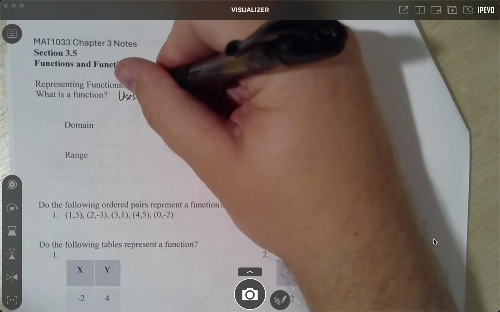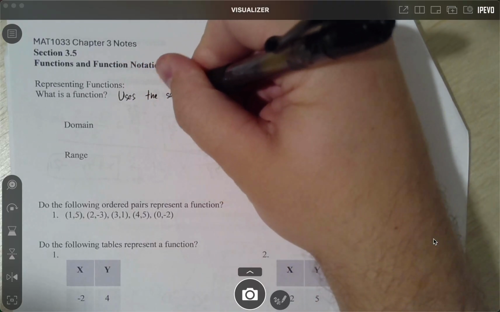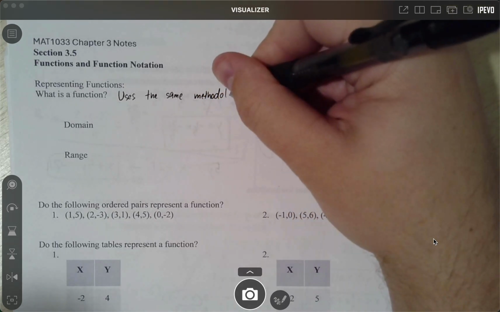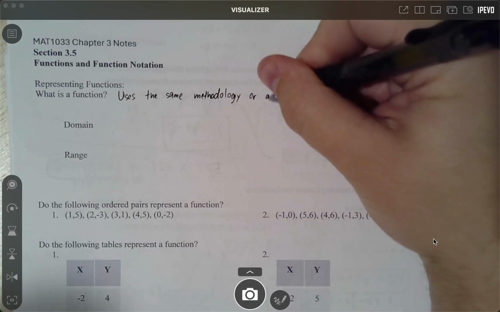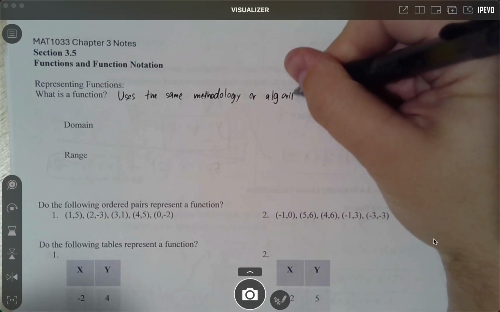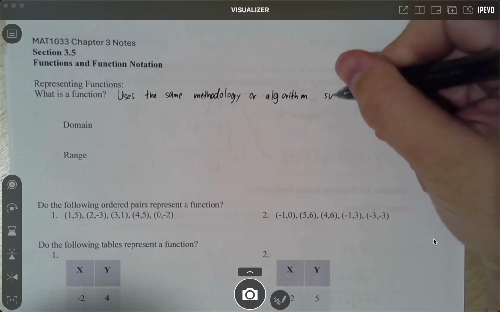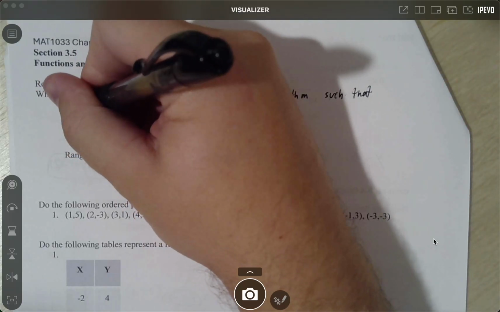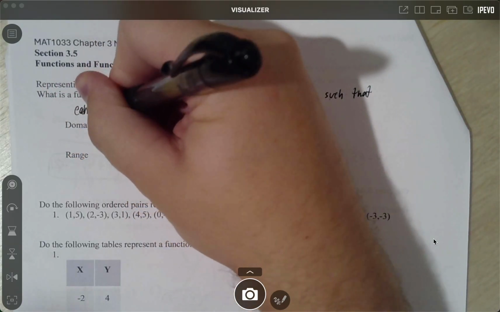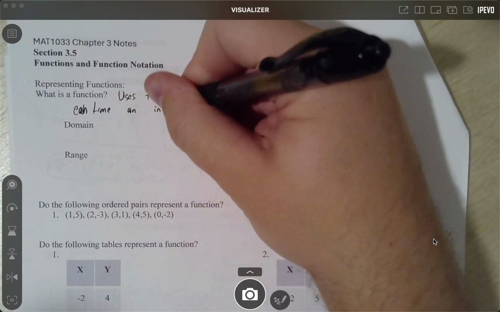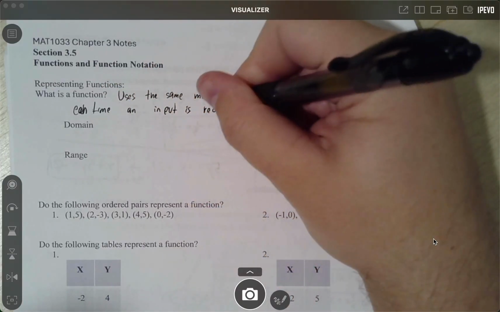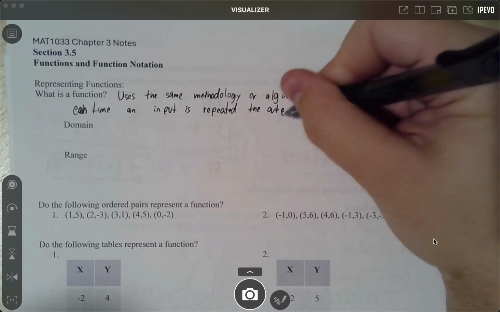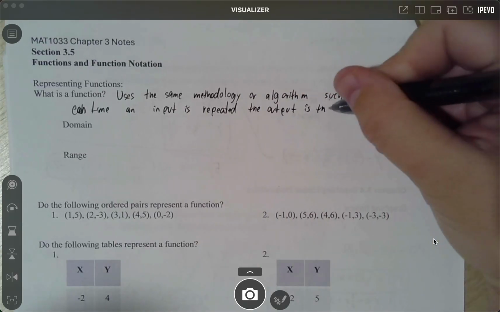uses the same methodology or algorithm such that each time an input is repeated, the output is the same.